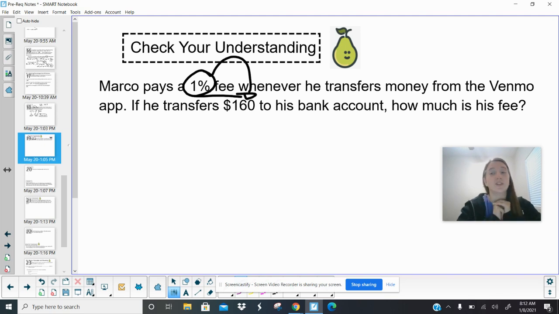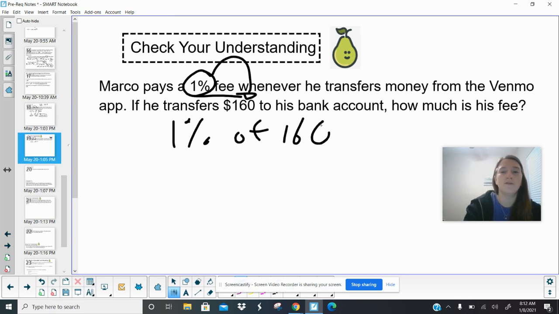So sometimes we don't see the word of, but we are smart people. And so we see a percentage and we go, hey, what's it of? Has to be of something. So we are looking for 1% of 160. So if you didn't already translate this, you can do it real quick. 1% gets divided by 100.